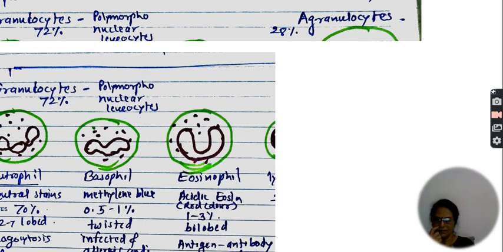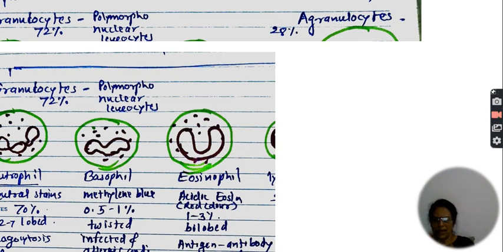So there are two types of white blood cells. Granulocytes: 72% of the white cells are granulocytes, also called polymorphonuclear leukocytes. And agranulocytes: 28% of the white cells are agranulocytes. Agranulocytes means the granules are absent, that's why they are called agranulocytes.